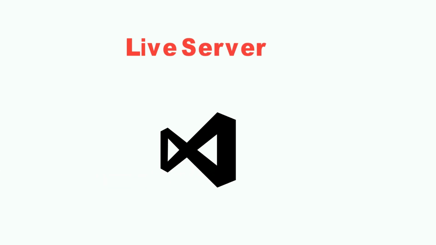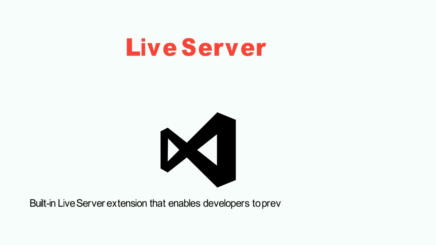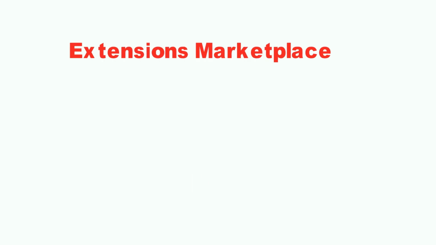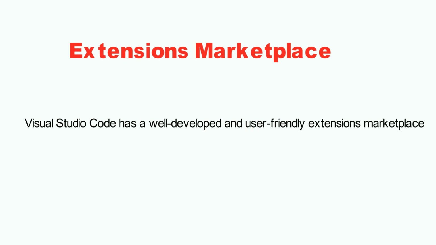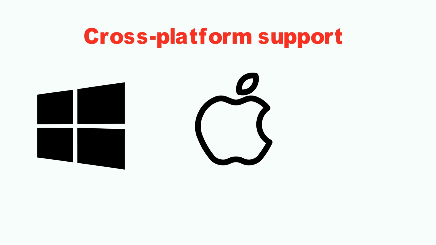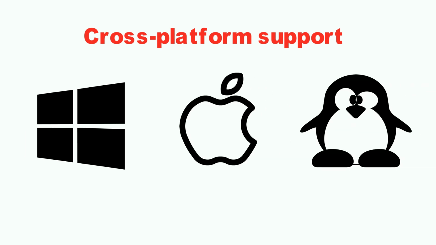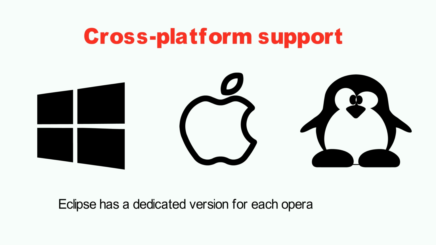Live Server: Visual Studio Code has a built-in Live Server extension that enables developers to preview changes in real time, while Eclipse requires additional plugins to enable this feature. Extensions Marketplace: Visual Studio Code has a well-developed and user-friendly extensions marketplace, while Eclipse's marketplace can be difficult to navigate. Cross-platform support: Visual Studio Code is available on multiple operating systems including Windows, Mac OS, and Linux, while Eclipse has a dedicated version for each operating system.